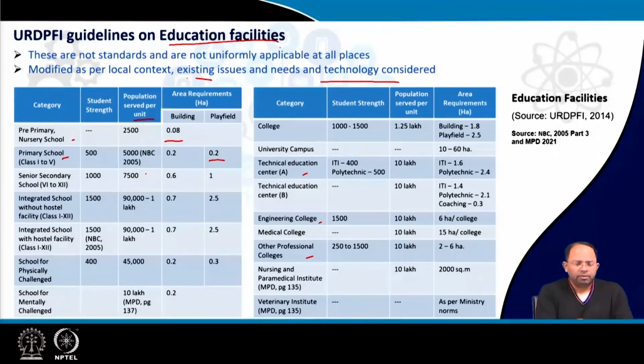It says that for every 5,000 people, there has to be a primary school with a capacity of 500 students, or for every 7,500 people, there has to be a senior secondary school with a capacity of 1,000 students. So this is how we can determine how many schools or colleges are required for an urban area. So this is just a guideline. This has to be modified as per the context.